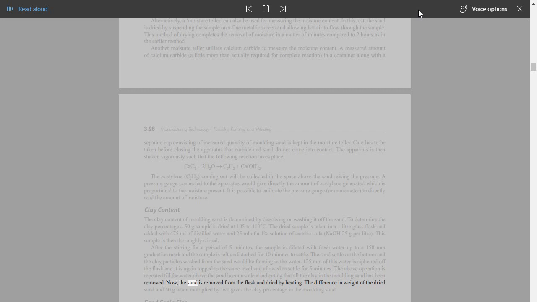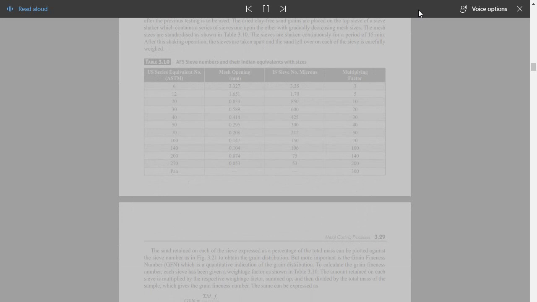removed. Now, the sand is removed from the flask and dried by heating. The difference in weight of the dried sand from 50 g when multiplied by 2 gives the clay percentage in the molding sand. Sand grain size. To find out the sand grain size, a sand sample which is devoid of moisture and clay, such as the one obtained after the previous testing, is to be used.